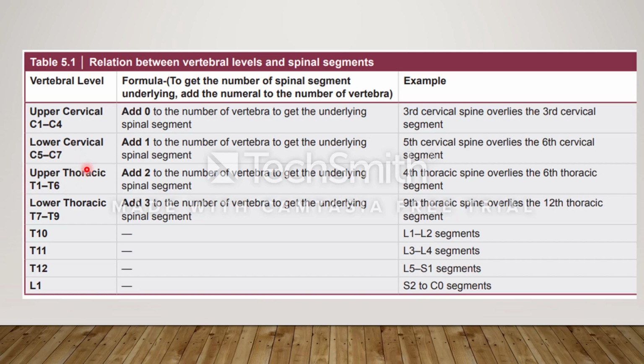Similarly, in the cervical part we have to add 1. In upper thoracic we have to add 2. For example, if there is the first thoracic vertebra, the spinal nerve will be the third thoracic nerve. In lower thoracic, in T7 to T9, we have to add 3 to the number of the vertebra to get the underlying spinal segment. For example, if there is the T9 spine, it is overlying the 12th thoracic segment. So this chart is also very important.